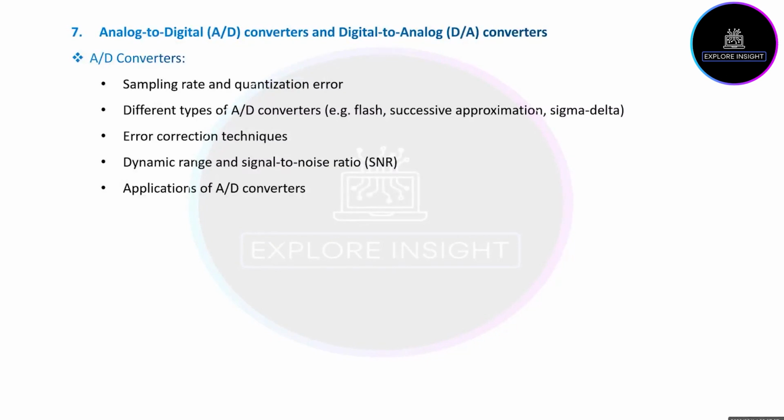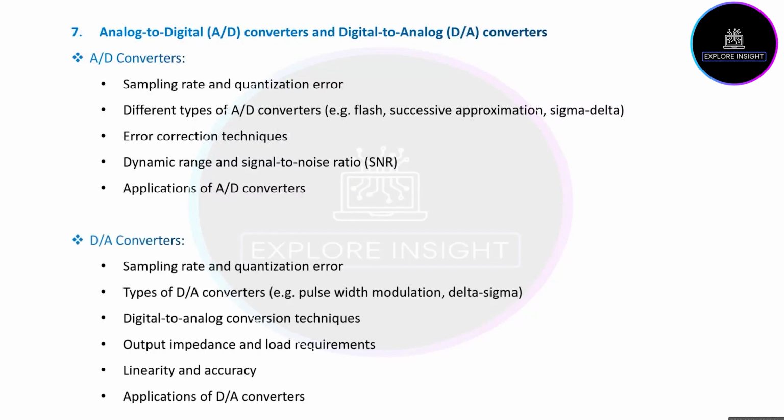we'll consider the sampling rate and the quantization error, the different types of AD converters. We'll also look at the error correction techniques, the dynamic range, and signal to noise ratio, considered as the SNR. And also, we'll look at the application of AD converters.